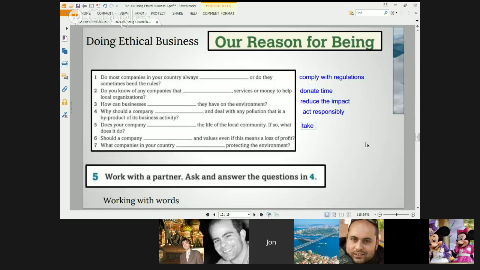No problem. Class, can you remember what the missing expression was with take? Take what? Take an active part in the life of the local community. That is exactly correct. Okay, so Antonio, I'd like you to ask that question to Anna now that you know the answer. Okay. Anna, does your company take an active part in the life of this local community? If so, what does it do?